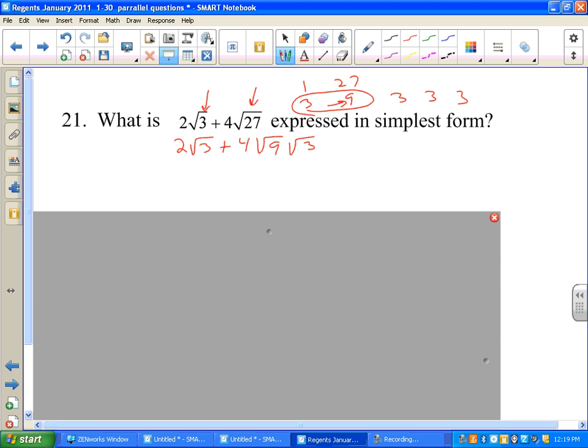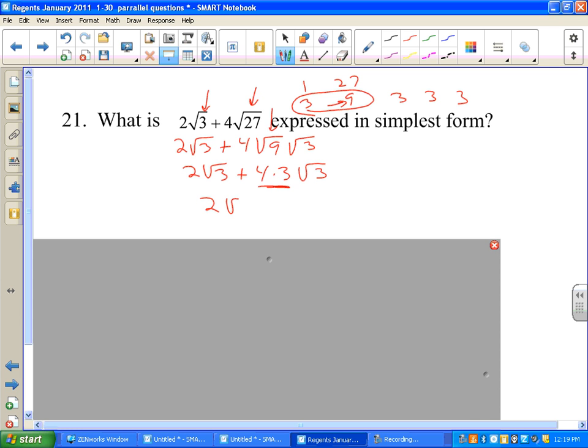I know that the square root of 9 is 3. So 2 square root of 3 plus 4. What's the square root of 9? 3. So 4 times 3. We don't know what the square root of 3 is, so we bring it down. I know what 4 times 3 is. 2 square root of 3 plus 12 square root of 3.